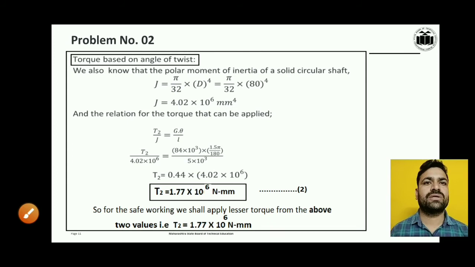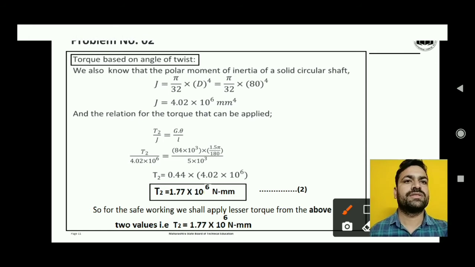So next, torque based on angle of twist. We know that the polar moment of inertia of a solid circular shaft, J, is equal to pi by 32 d raised to 4. So putting the value of diameter, we can find out polar moment of inertia, that is equal to 4.02 into 10 raised to 6 mm raised to 4. And as we know the relation of torque, T2 divided by J will be equal to G theta by L. So putting all values of G, theta, L and J in this equation, we can find out the value of T2.